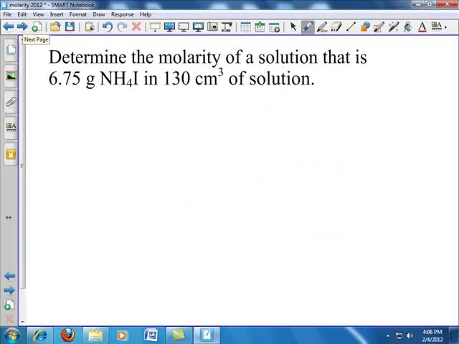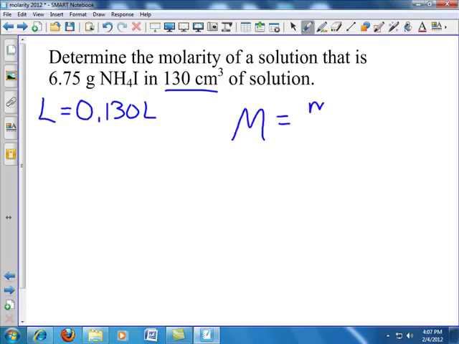Let's look at another problem. Let's determine the molarity of a solution that has 6.75 grams of ammonium iodide. And I have 130 cubic centimeters of the solution. Okay, so the liters is easy to get. Okay, we have this, let's just pull that out. I have 0.130 liters. You should be able to get that, no problem. Okay, but if I'm going to get the molarity, again, molarity is moles per liter, what do I have to do to this term?